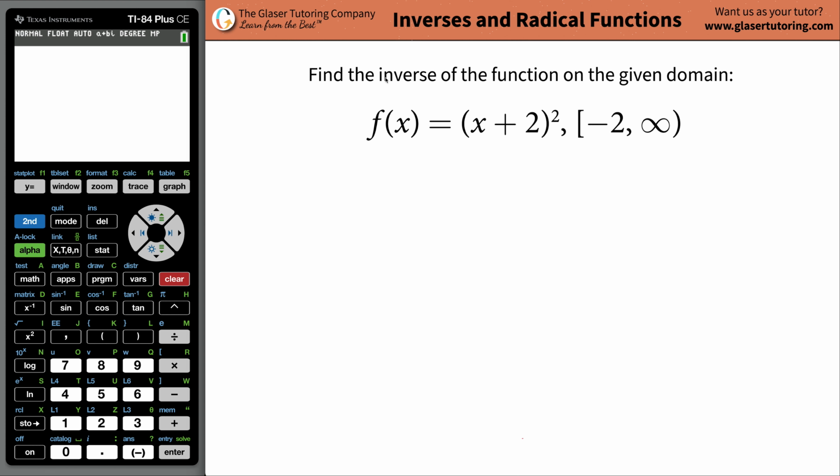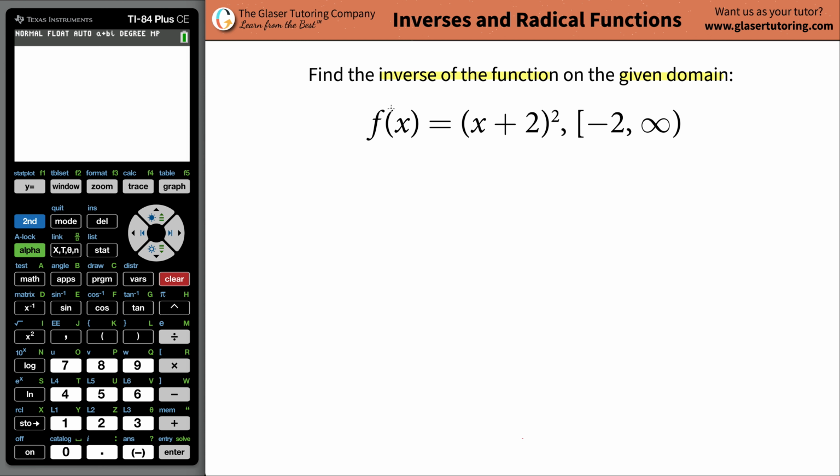Today I want to teach you how to find the inverse of a function if they give you the domain. So here's our function of interest, which we have to find the inverse of, and this is the domain. It turns out, don't really worry about the domain for the first part of this. All right, so let's just focus on how do we find the inverse of a function.